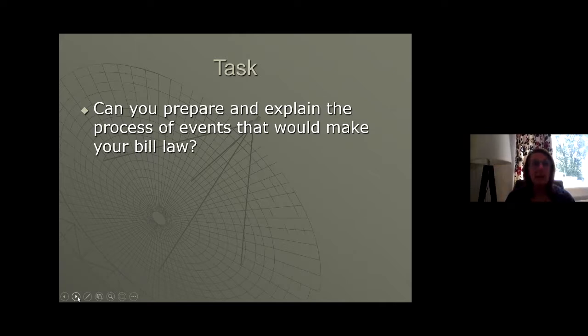Now, as a task, maybe you could do over summer, you could do a poster or you could do a document, and you can bring it into college with you when you come to college. Can you prepare and explain the process of events that you would make your bill law?